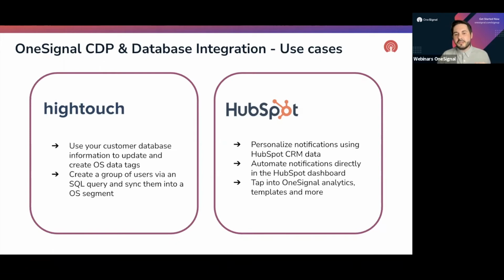Using this integration, you can build customized messages using HubSpot contact tokens. So for example, the first name of a user or maybe their company name, etc. So you can use that to personalize a copy of your notification. The second commonly used case that we see is the ability to automate notification directly in the HubSpot dashboard.